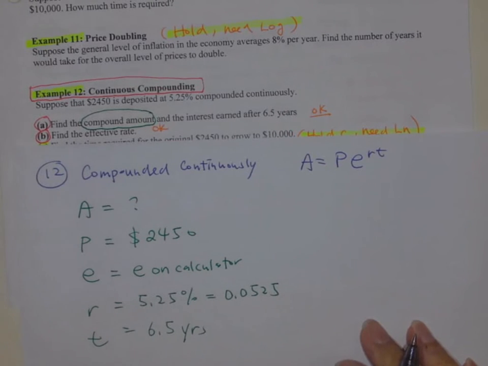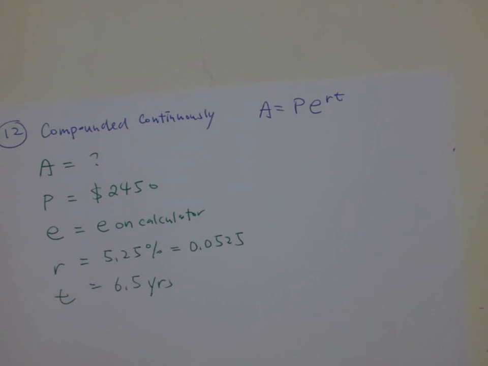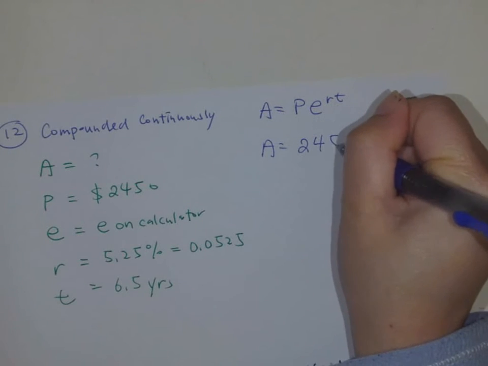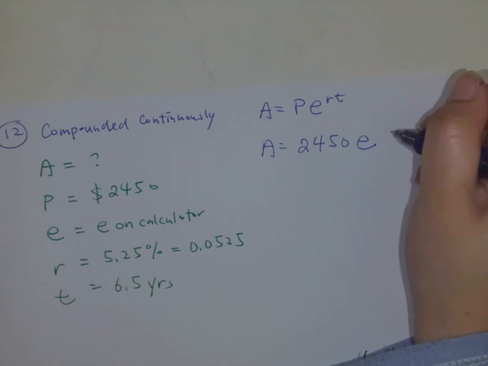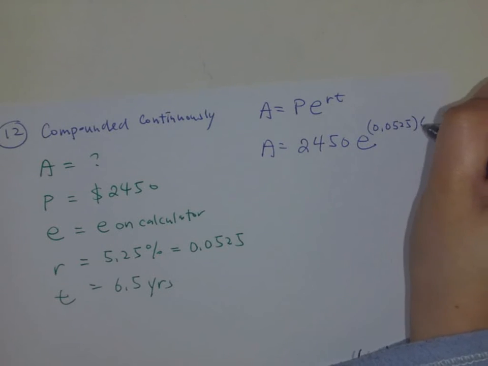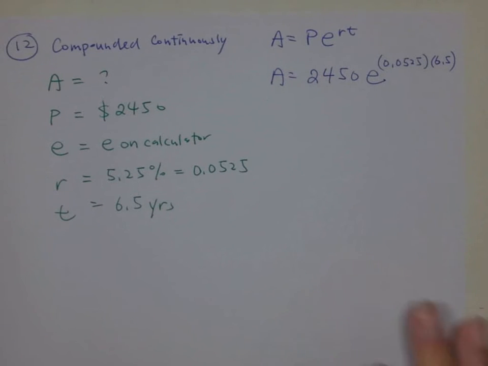Okay, so first we need to find A. So plug it in, please, and make sure you try it on the calculator. P is 2450, e to the r, which is 0.0525, multiplied by 6.5 years. Alright, so use your calculator.